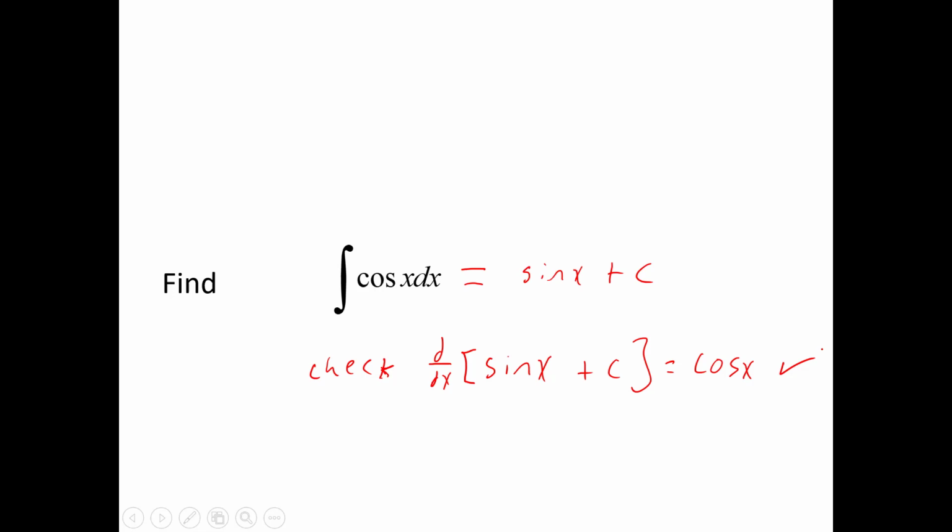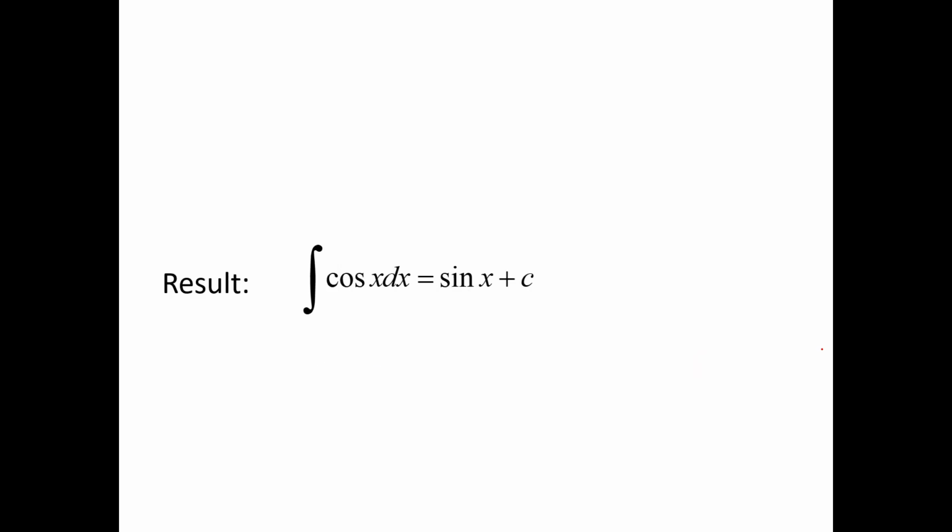But now, anytime you're being asked to find the antiderivative of the cosine of x, the answer is the sine of x. And so that's the result. No work to show. You just have to memorize this. The antiderivative of the cosine of x is the sine of x, and that's because the derivative of the sine of x is the cosine of x.